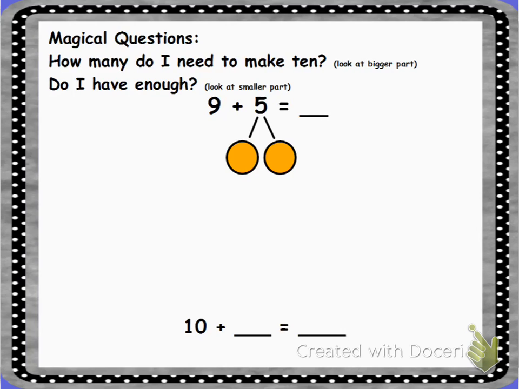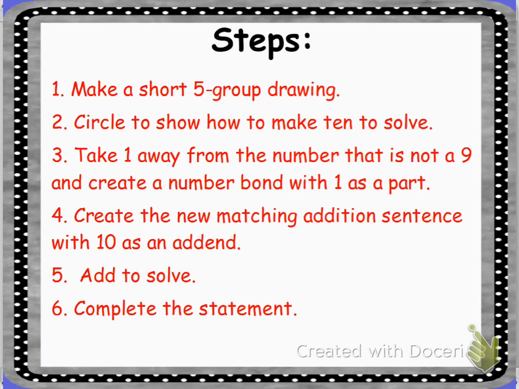But before we start doing that, you know that I love to give you guys steps. So let's look at these steps. First, we have to make a short 5-group drawing. Second, we have to circle to show how to make 10 to solve. Third step, we have to take 1 away from the number that is not a 9 and create a number line with 1 as the part. Then number 4, we have to create the new matching addition sentence with 10 as an addend. Step number 5, add to solve. And step number 6, we have to complete the statement. Now remember, we go one step at a time.